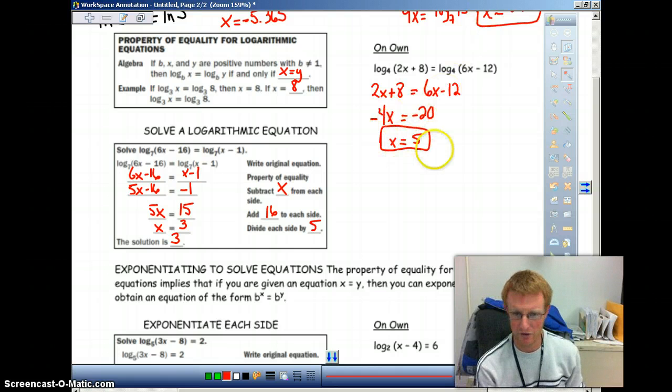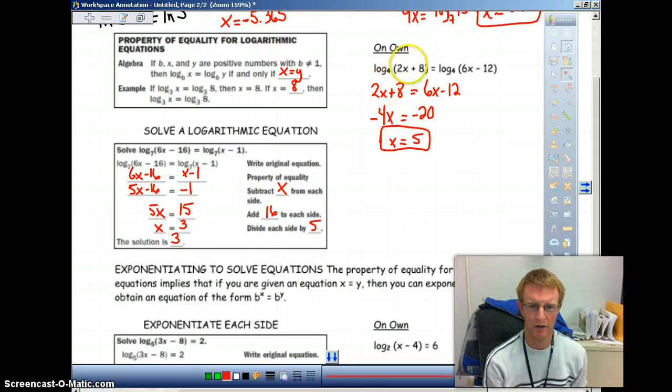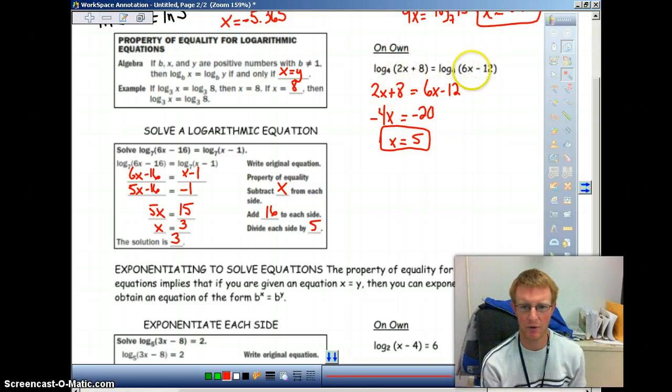Okay, so hopefully you got x equals 5 as your answer. We have 2x plus 8 is equal to 6x minus 12 because both of the logs were the same. And then going through and solving that, I did minus 6x on both sides to get negative 4x. I minus 8 on both sides to get negative 20. And then divided by negative 4 to get positive 5.